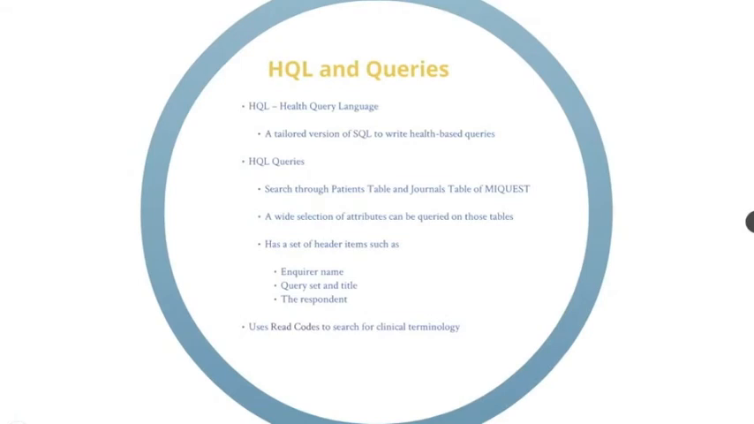HQL and queries. Health query language is a tailored version of generic SQL to be used in primary care data. They are run on MyQuest software on both the Patients table, which holds demographic data, and the Journals table, which holds clinical data. This software is embedded in GP clinical systems used in the UK. Each query can be built to search for a wide selection of demographic and clinical attributes out of those tables as required. In order for MyQuest to recognize the query, a set of header items are also included in the query as its unique identifier. Finally, HQL queries use read codes.